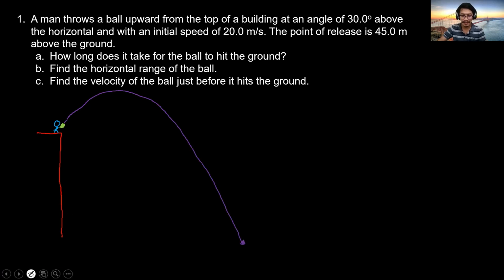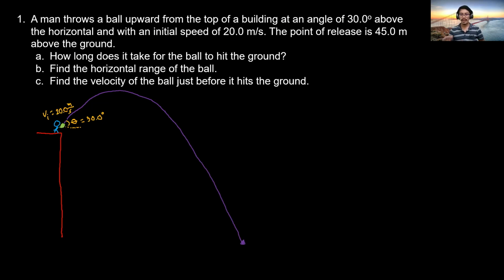And then take note, the angle at which the ball is thrown is 30 degrees from the horizontal. So if this is the horizontal, the angle is 30.0 degrees. Take note of that. And then what else is given? With an initial speed of 20.0 meters per second. So our velocity is equal to 20.0 meters per second. So those are the givens.